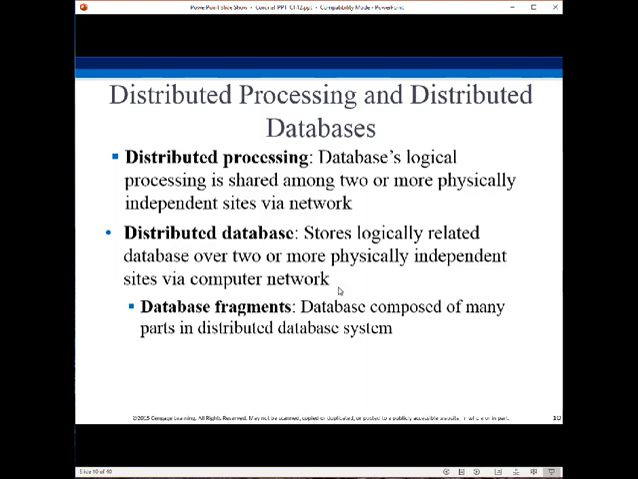So with a distributed database, there can be a couple of different types. You can have a homogeneous distributed database, and here all sites have identical software. On the other hand, with a heterogeneous database system, and that's the goal these days, different sites may use different hardware and software.